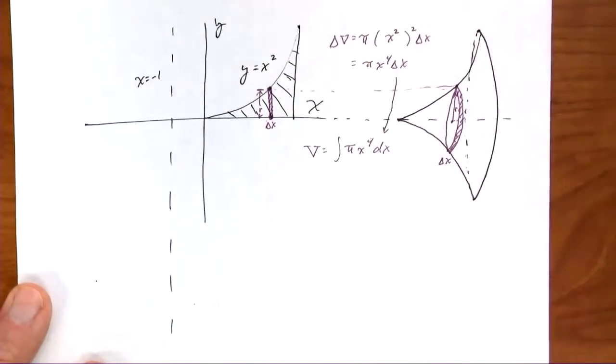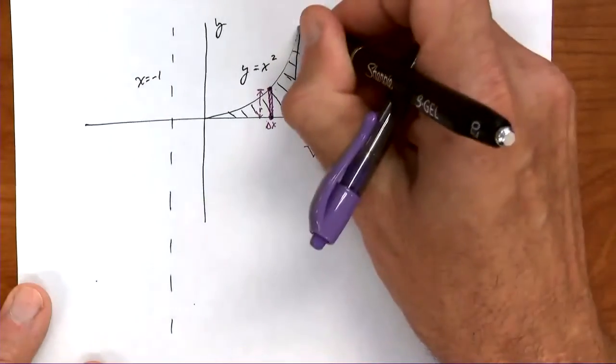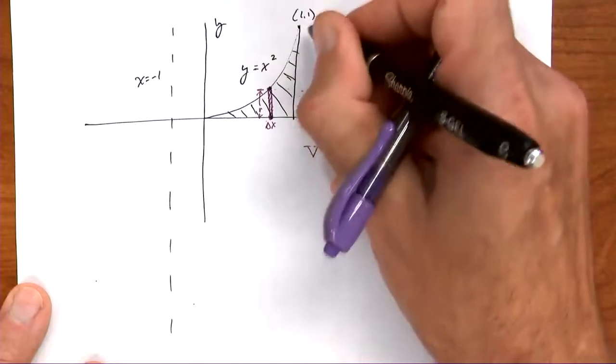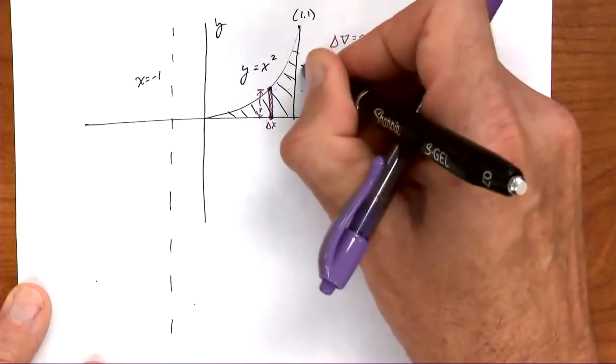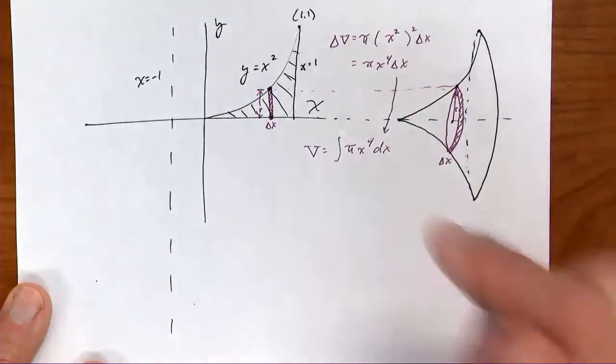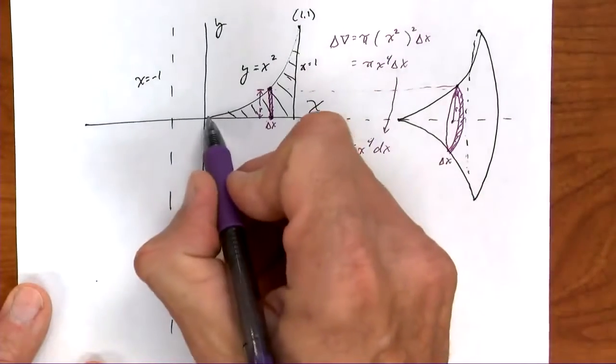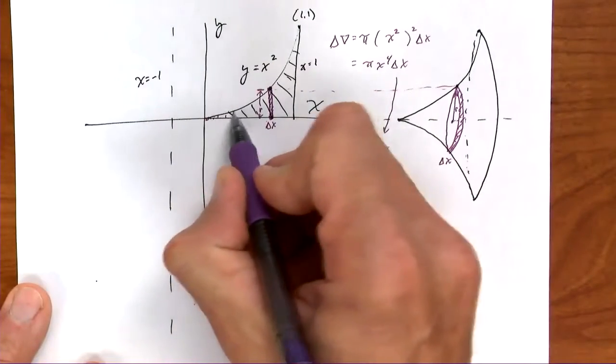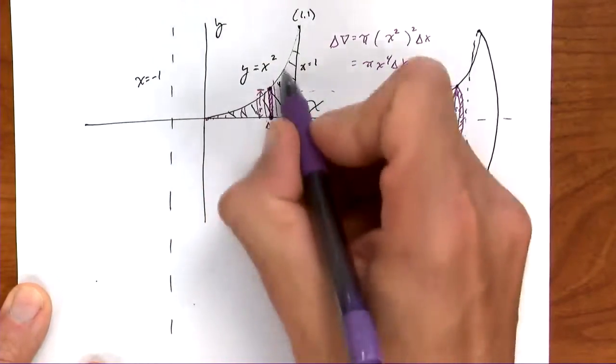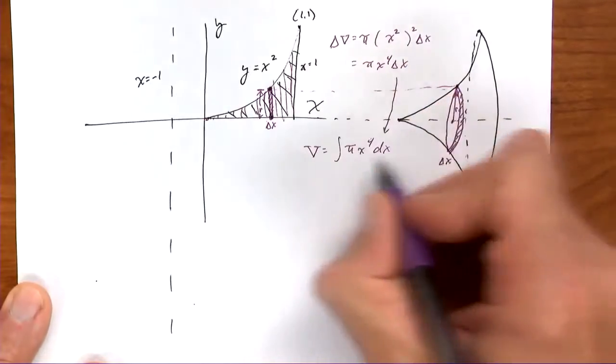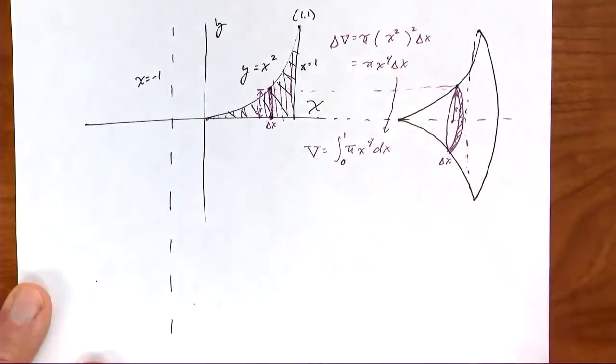I didn't note this here, but I should have pointed this out. This is the point 1, 1. And so this is actually x equals 1. Our x values then are going to go from over here at x equals 0, all the way over to, all these slices are going to go all the way over to here at x equals 1. So that would be the volume.